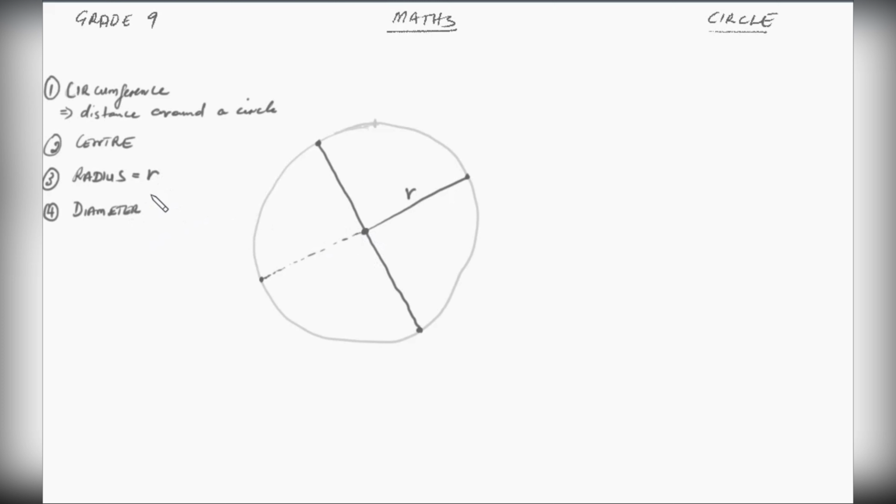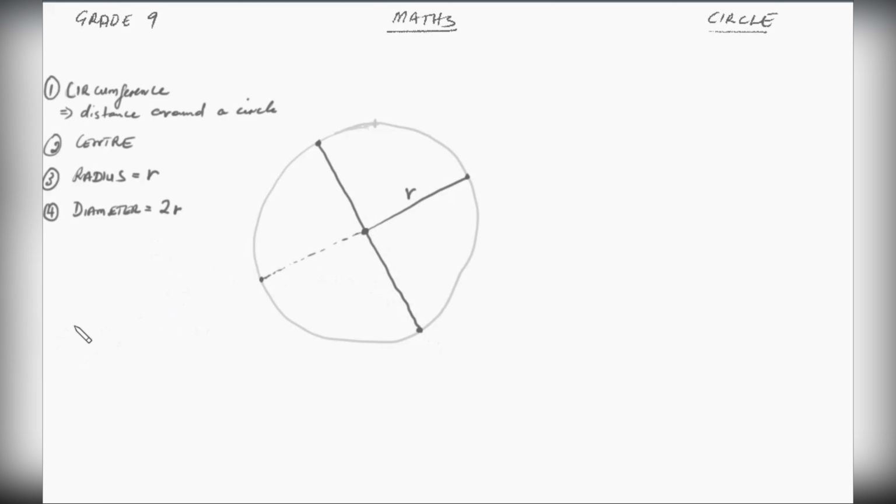You must be aware that the diameter is actually 2 radii. 2 radii equal to the diameter, because from the center to the point on the circumference, radius. From the center to the point on the circumference, here, another radius. So we have 2 radii in a diameter.